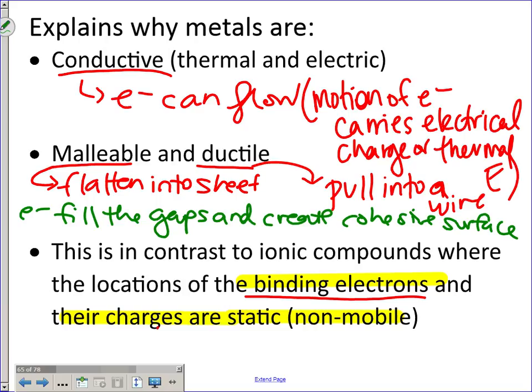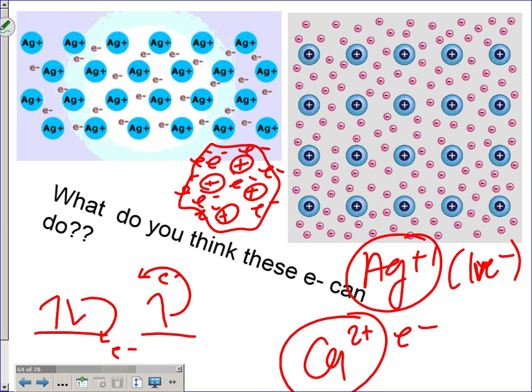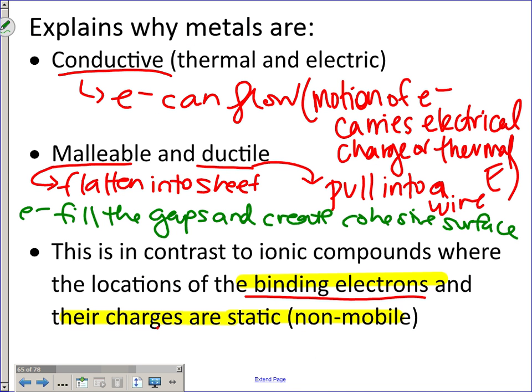And so along with the electrons, what's attracted to those electrons? What's inside here that's attracted to those electrons? The cations that the metals become. So along with those electrons that are filling the gaps also come the cations, which fill in more of the gaps, or kind of just come along with the electrons to create a cohesive, continuous flattened surface.